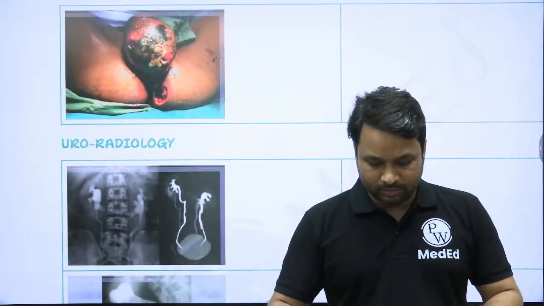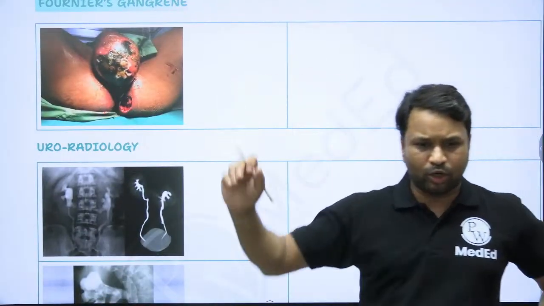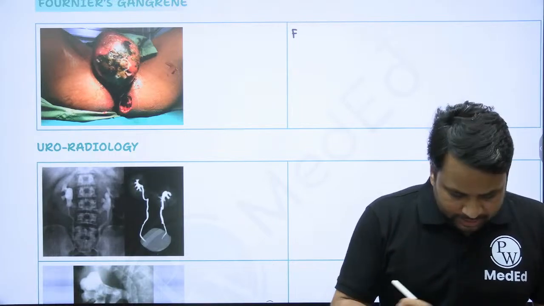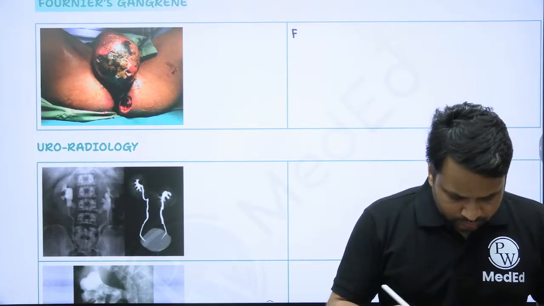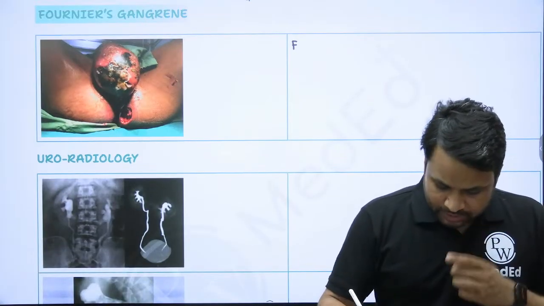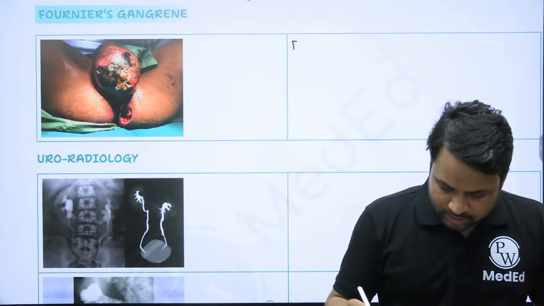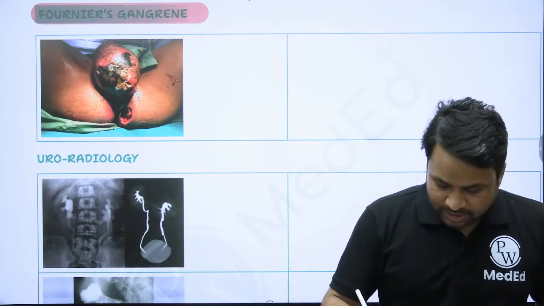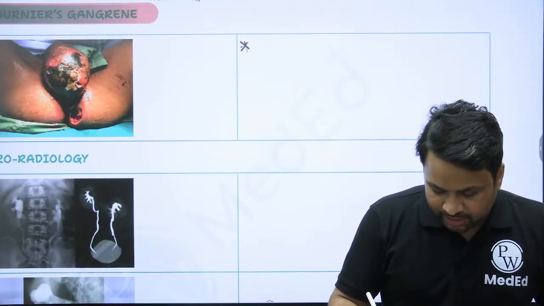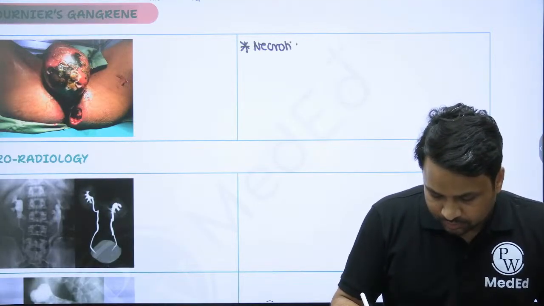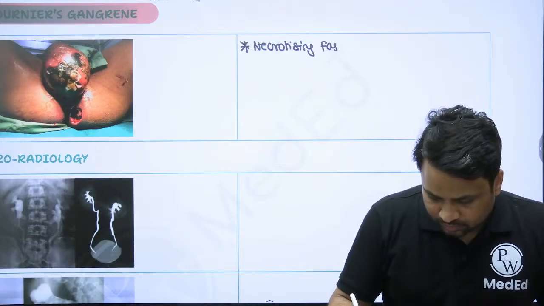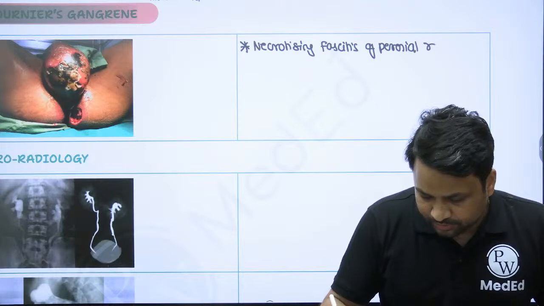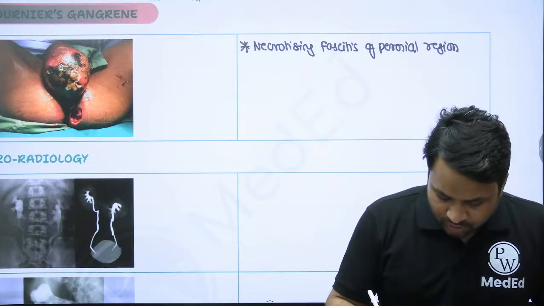Now, what are the important images that you need to know? The first one, you cannot miss this. It's a spotter. What is the diagnosis? It is going to be your Fournier's gangrene. I've already given you the diagnosis also. When I say Fournier's gangrene, what does it basically mean? It is the necrotizing fasciitis of the perineal region.